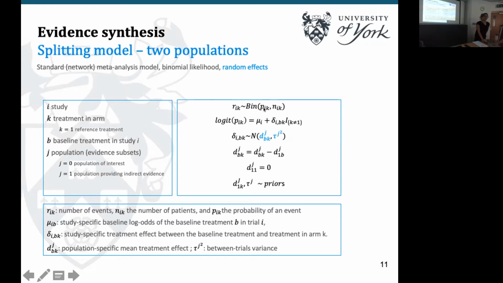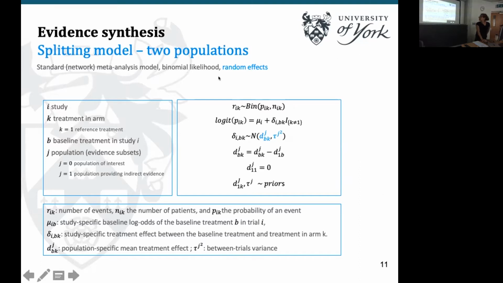The binomial is then ruled by a probability parameter, P, and that probability parameter is modeled on the logit scale as a function of your baseline for that study and a study-specific treatment effect delta. The model I present here is a random effects model. The study-specific treatment effects are drawn from a normal distribution with a pooled common treatment effect D and a variance tau.